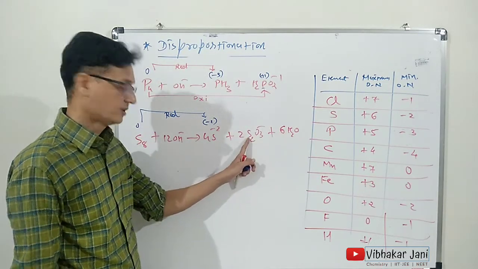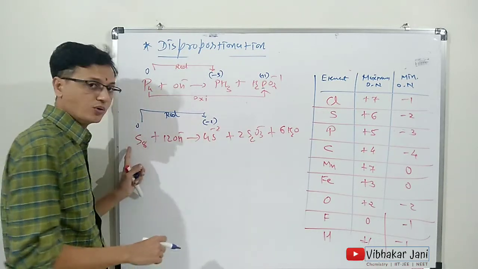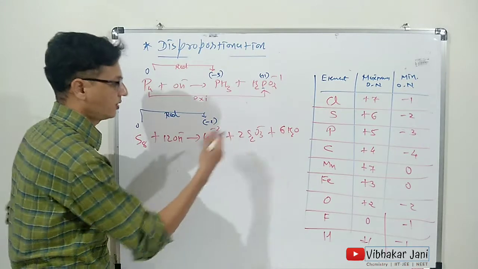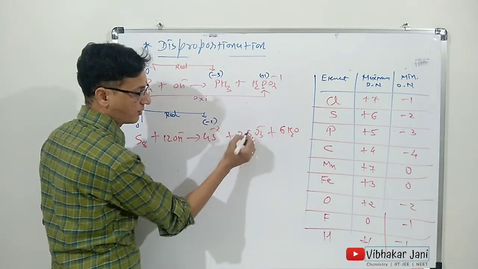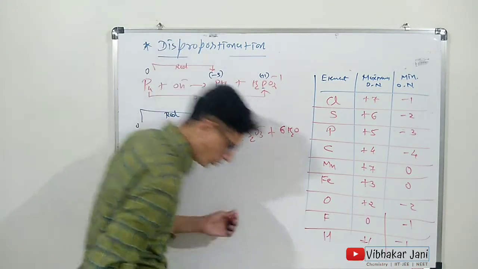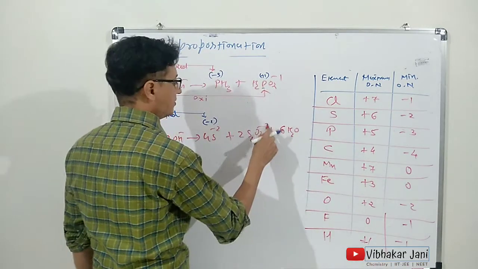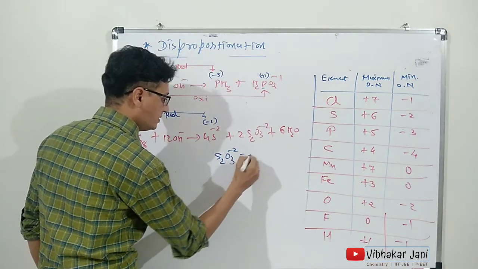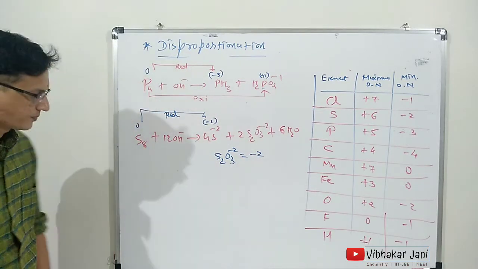Now this sulfur must also have an oxidation state greater than 0. That means it should be oxidized. Okay, now let us count the oxidation state of S2O3. Minus 2 should be over here. Yes, it is minus 2. S2O3 minus 2 is equal to minus 2.